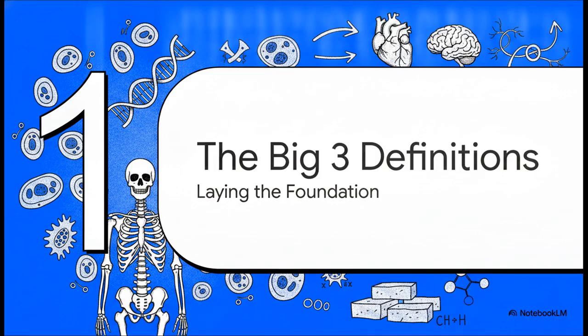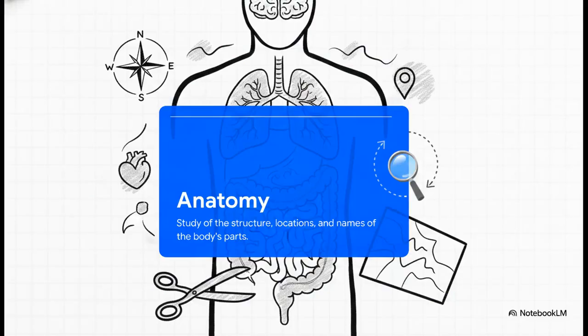Because before we can read the map or even dream about charting a course through it, we need to understand the fundamental language of the land. First up, we've got anatomy. Now, when you see this word pop up on your exam, I want you to instantly recall the root words. It comes from the Greek ana, meaning up, and tomi, meaning to cut. This is your pure cartography. It's the study of the physical structure, the specific locations, and the actual names of the body's parts. Basically, anatomy is the map itself.